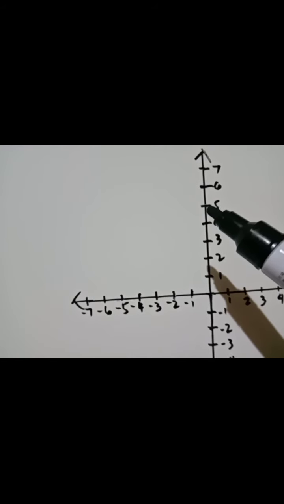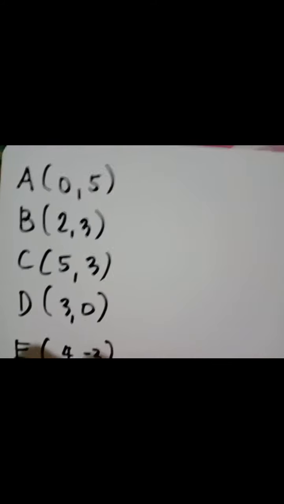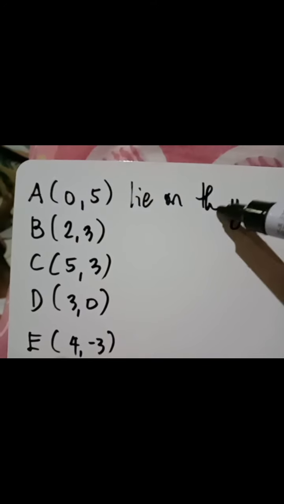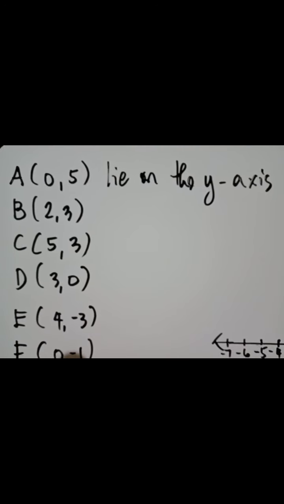Okay, so when we locate this, the x is 0, and then 5. So, on what quadrant does it lie? Okay, it doesn't lie on the first, second, third, or the fourth, because it lies on the y-axis. So, you will write lie on the y-axis. Okay, and then, so that is our point A.